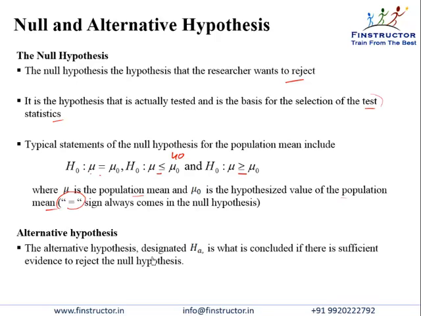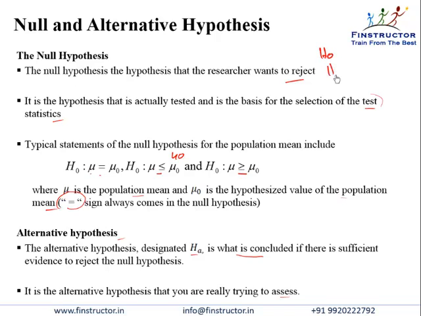Alternative hypothesis, called HA, is what is concluded if there is sufficient evidence to reject the null. So if I am able to reject the null, then I conclude the alternative. It is the alternative that you are really trying to assess or that you are testing for. So this is step 1 of the problem, that is called state the hypothesis. Means you have to tell them 2 statements, the null and the alternative.